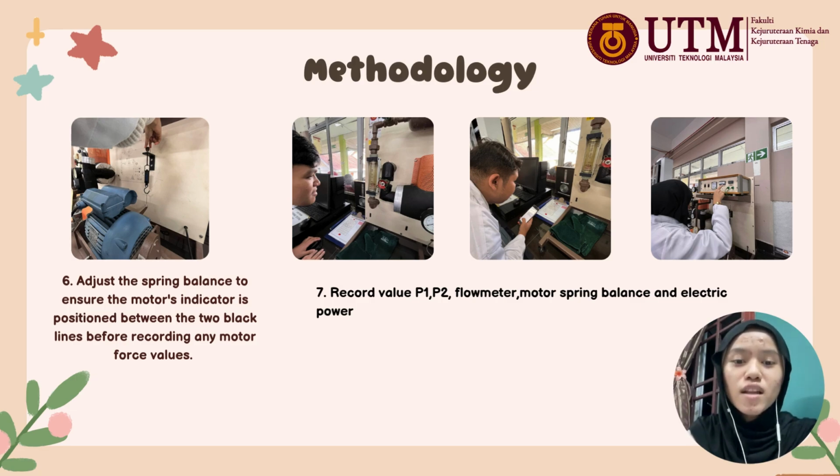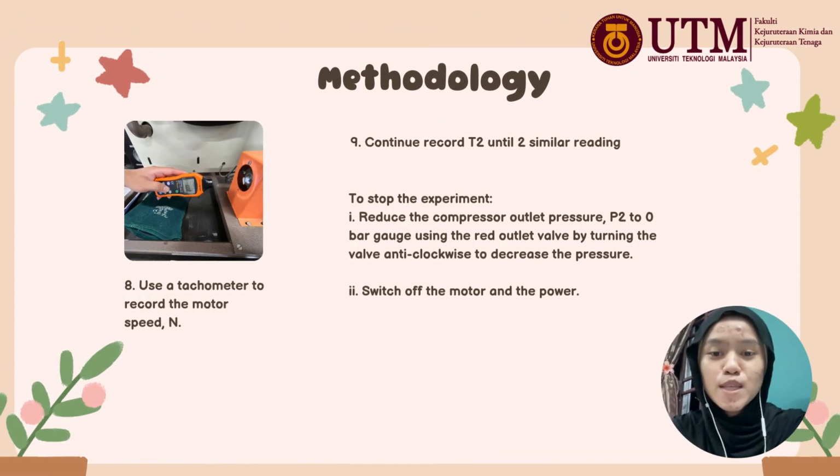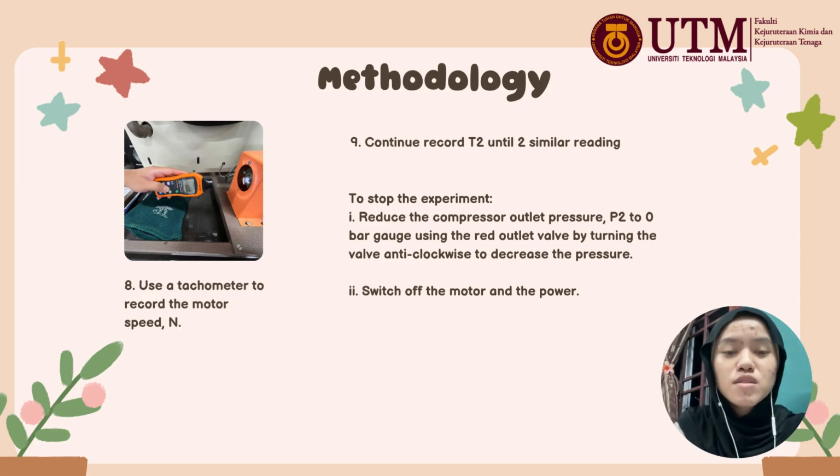Then, you can record the values of P1, P2, flow meter, motor spring balance and electric power. The next step is to use the tachometer to record the motor speed N. Then, continue recording T2 until two similar readings. To stop the experiment, reduce the compressor outlet pressure P2 to 0 bar gauge using the red outlet valve by turning the valve anti-clockwise to decrease the pressure. Lastly, don't forget to switch off the motor and the power.